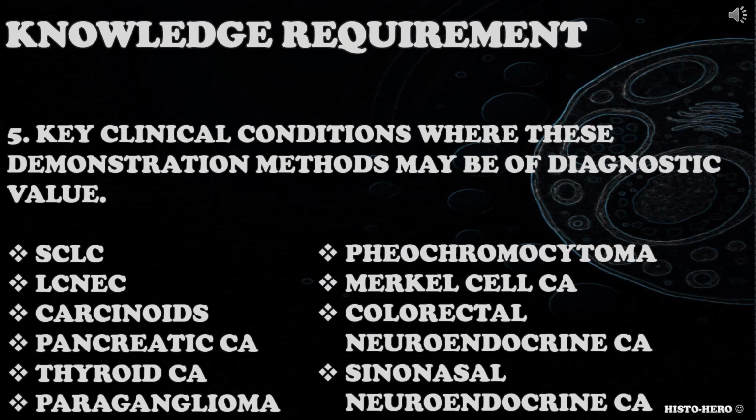The fifth knowledge requirement is key clinical conditions where these demonstration methods may be of diagnostic value. Candidate needs to have the knowledge and understanding about diseases that could be diagnosed by using neuroendocrine markers. You could ask the candidate to name the clinical conditions that can be detected by neuroendocrine markers, to explain the diagnostic value of those markers, to explain their role in a panel.